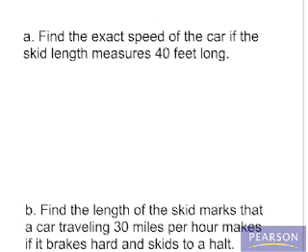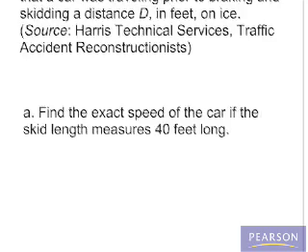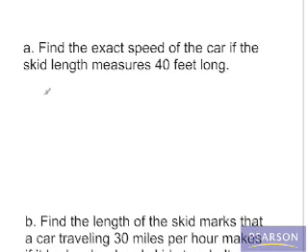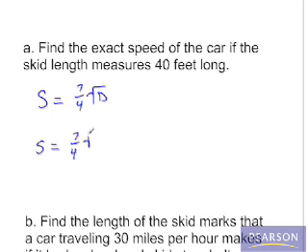So part A, find the exact speed of the car if the skid length measures 40 feet long. So I'm going to recopy our formula. S equals 7/4 times the square root of d. And we're being asked to find S when skid length measures 40 feet long. So S will equal 7/4 times the square root of 40.